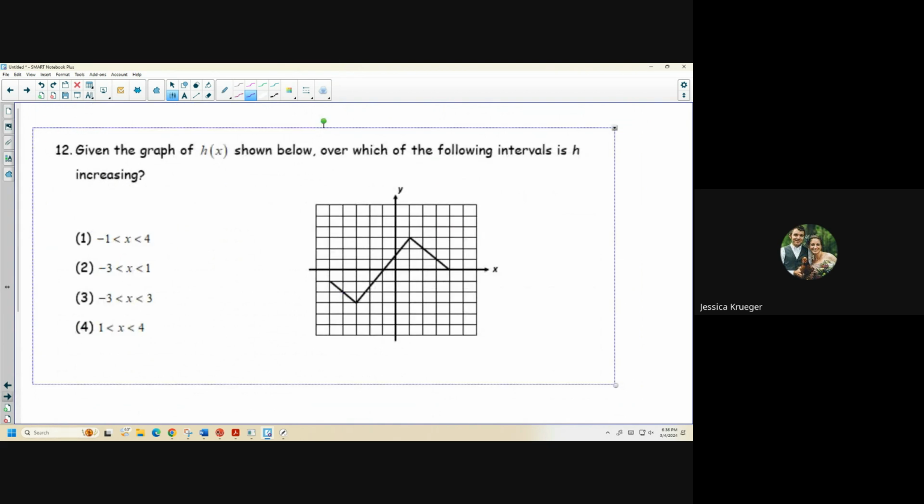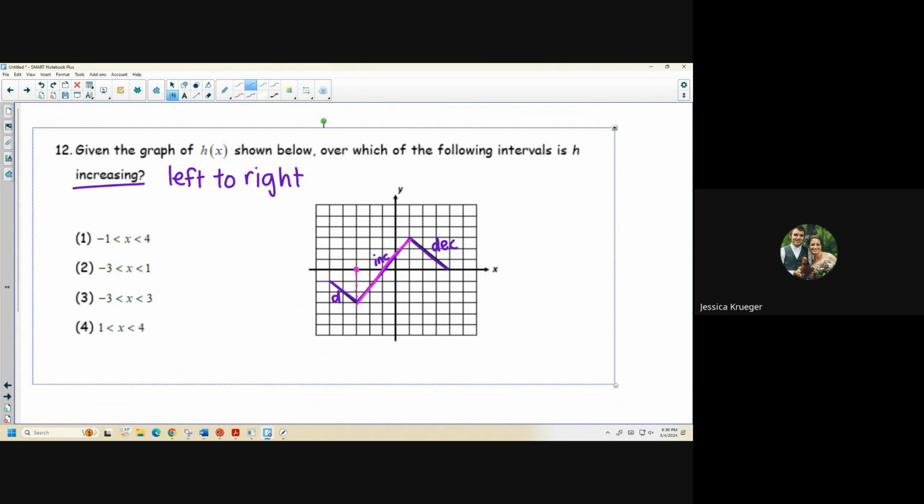12. Given the graph of h of x shown below, over which of the following intervals is h increasing? Remember, to find where it's increasing or decreasing, you have to look at it from left to right. So as I trace the graph left to right, right here, it's going down. This is decreasing. Here, it's going up. That is increasing. Here, it's going back down. That is decreasing.